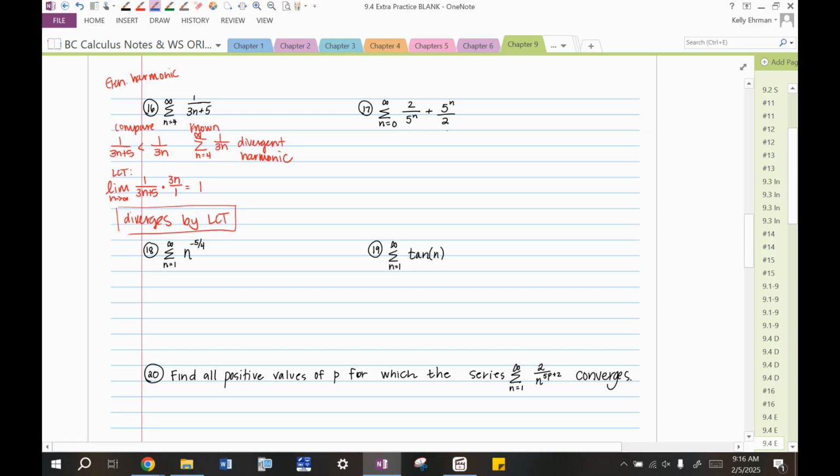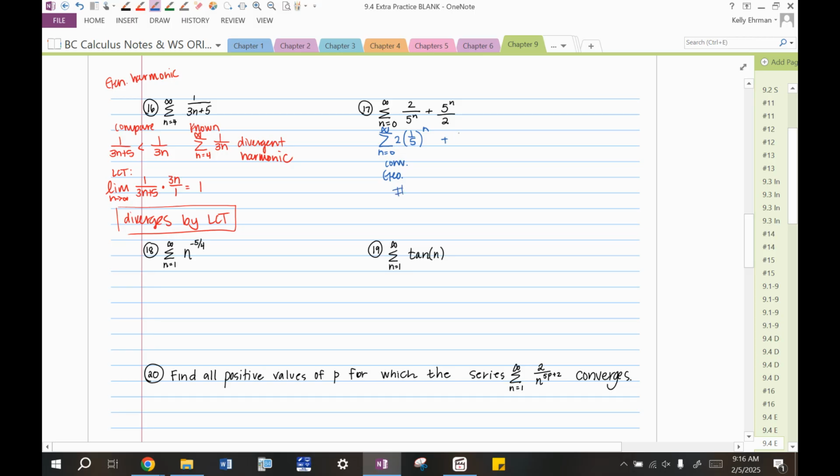All right, for the next one, I'm looking at a geometric series for the first part, but take a look at this, 5 to the n over 2. That's an increasing function. So even though this geometric series converges, this one is 2 times 1/5 to the n, this converges by geometric series test. So you'll get a number for that.